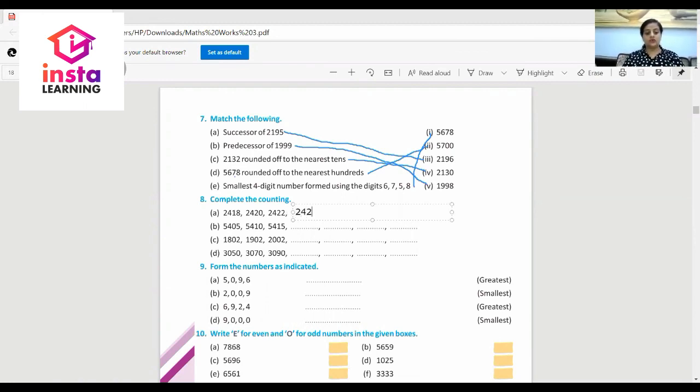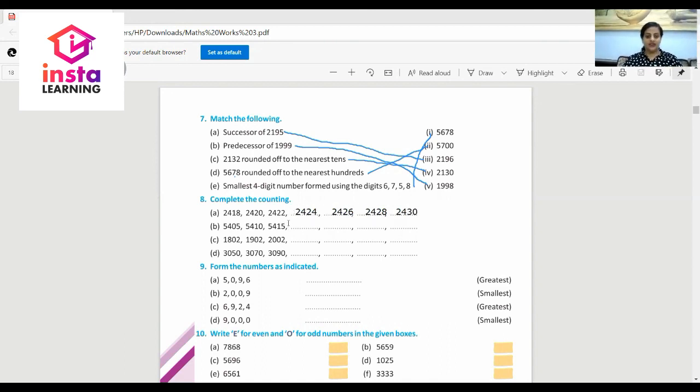2422 plus 2 is 24. 2424 is going to be plus 2 and the answer will be 26. 2426 is going to be added with 2 and the answer will be 2428. Next will be 2430, and this is the answer.